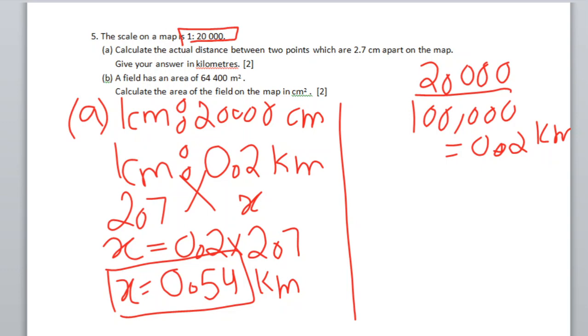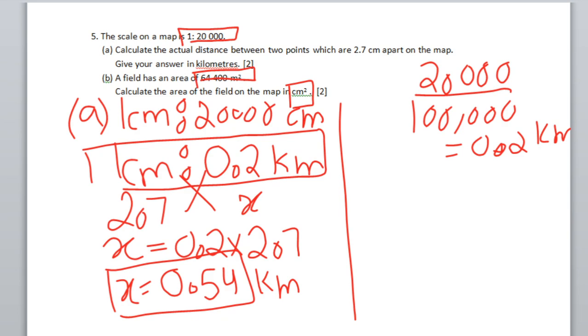Part B. A field has an area of 64,400 meters square. Calculate the area of the field on the map in centimeters square. Now we are discussing meter squares and centimeter squares. So we have to change this ratio from centimeters to meters instead. So let me rewrite this ratio. So this becomes 1 centimeter ratio. How do I change 0.2 kilometers to meters now? By multiplying it with 1000, which will give me 200 meters.